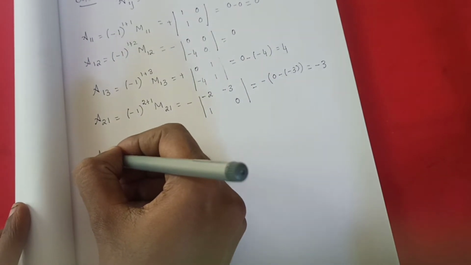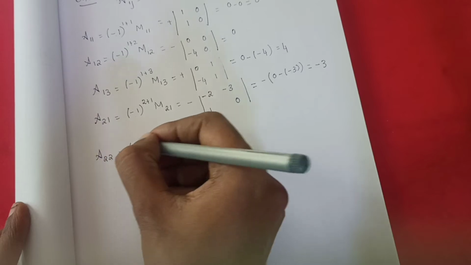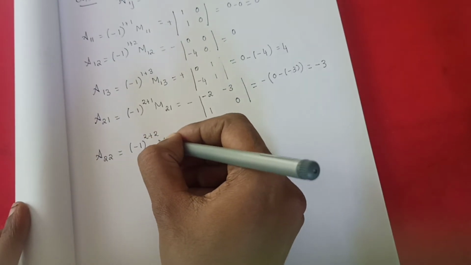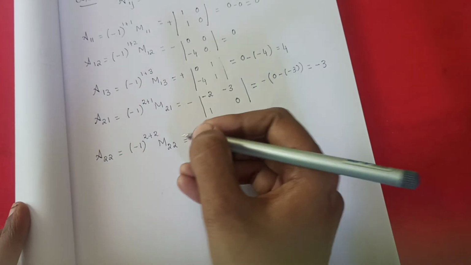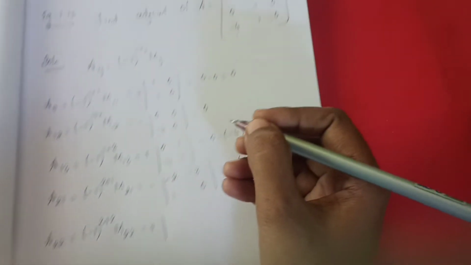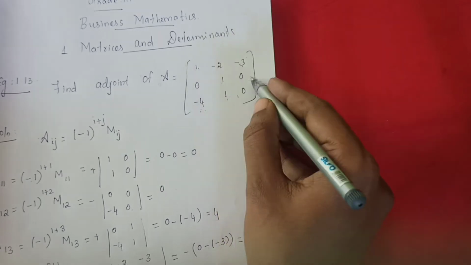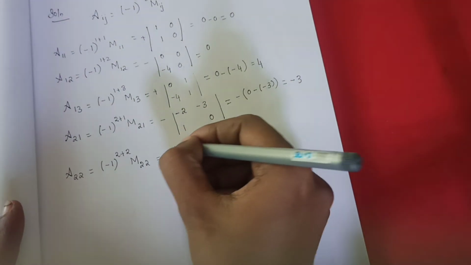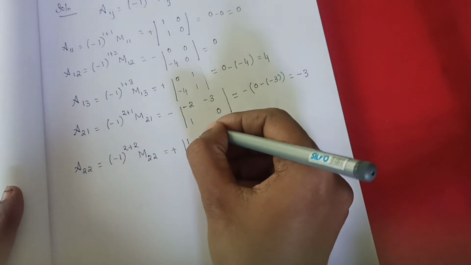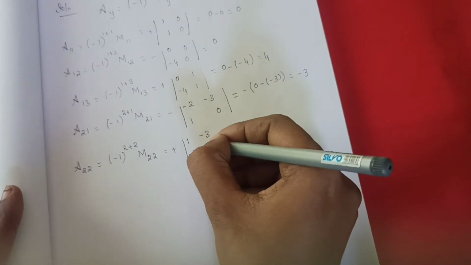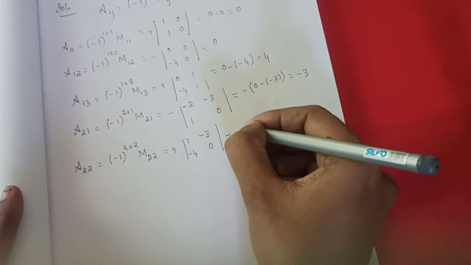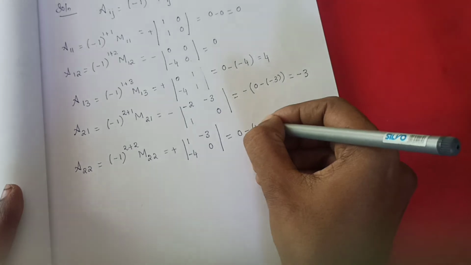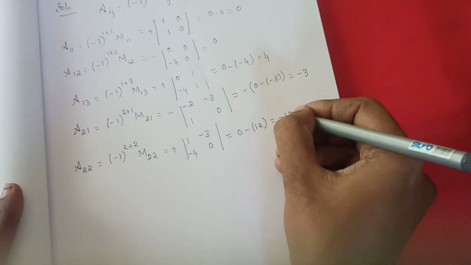Then next one, A22. That's equal to minus 1 to the power 2 plus 2, M22. That's equal to, the symbol is positive. Find out for this one, this particular row and this column will go. So what's the balance? 1 minus 3 minus 4 0. That's equal to 0 minus of minus into minus plus. So that's equal to minus 12.